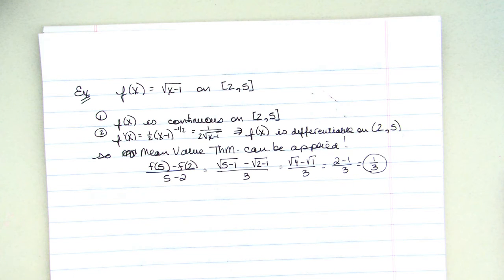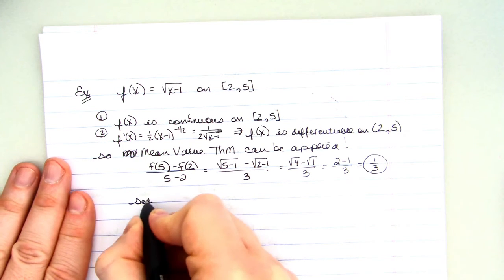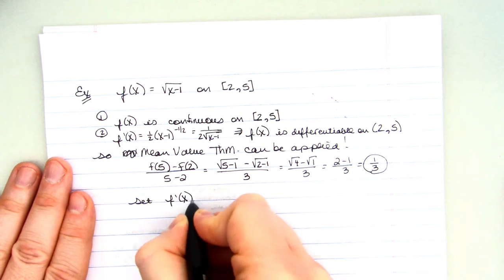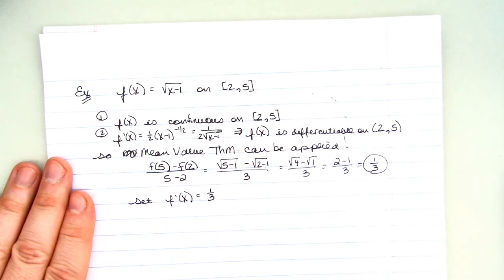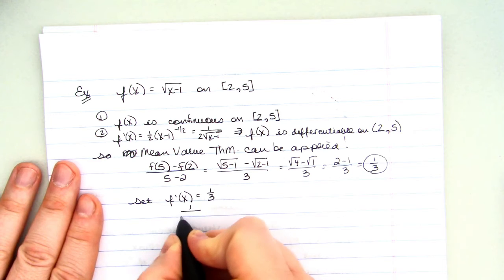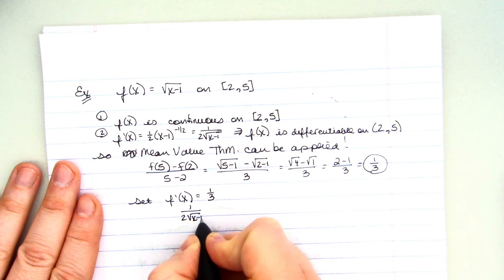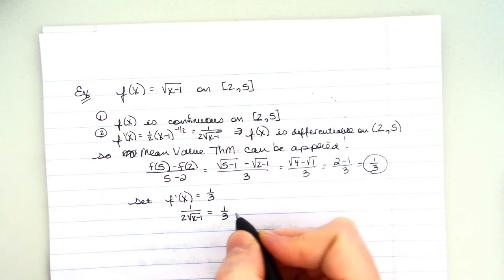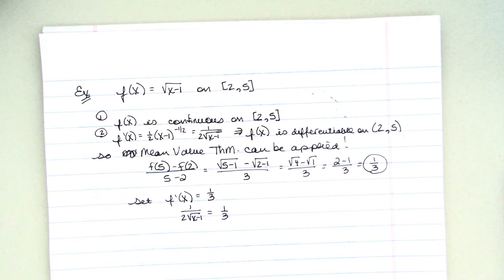I now want to figure out where my function has a slope of 1/3. I want to set f prime of x equal to 1/3. Well, f prime of x I know is 1 over 2 root x minus 1. I'm going to say that equals 1/3. You take a moment and tell me where this happens.